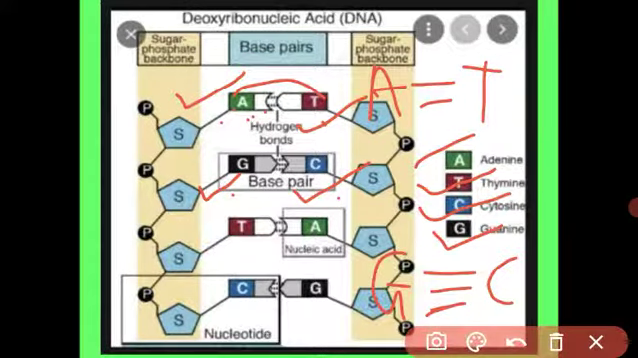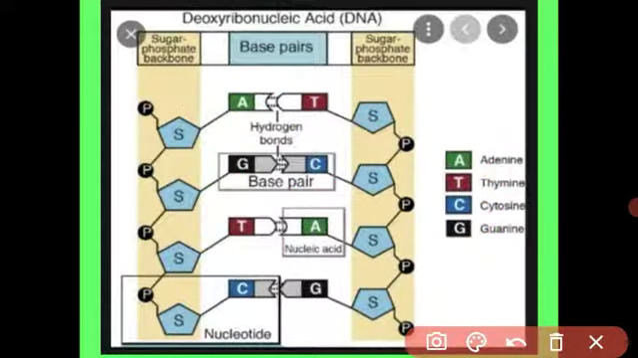It is a very big bond, which means this bond easily breaks. Got it? What is DNA? DNA is the double helix structure. This double helix structure was first proposed by Watson and Crick, so it is also called the Watson and Crick model.